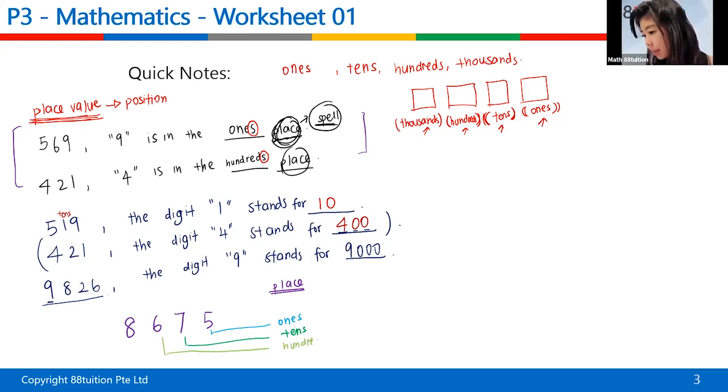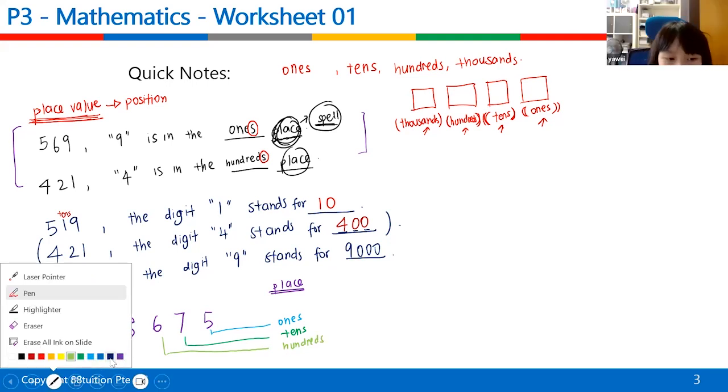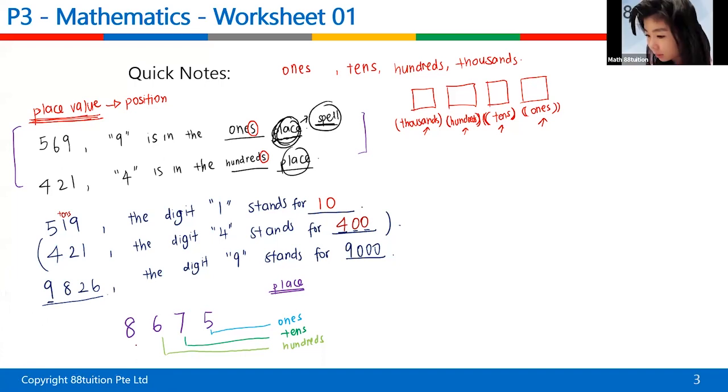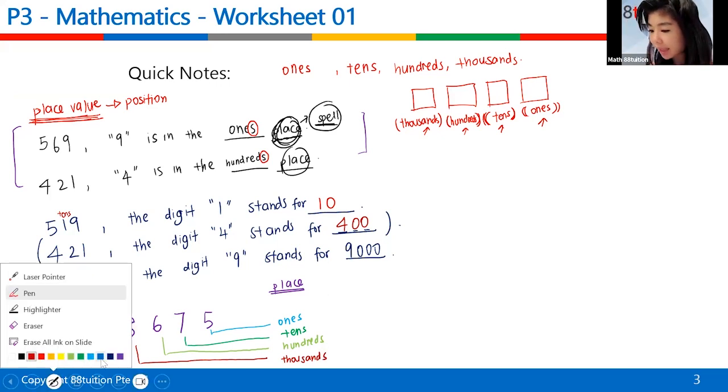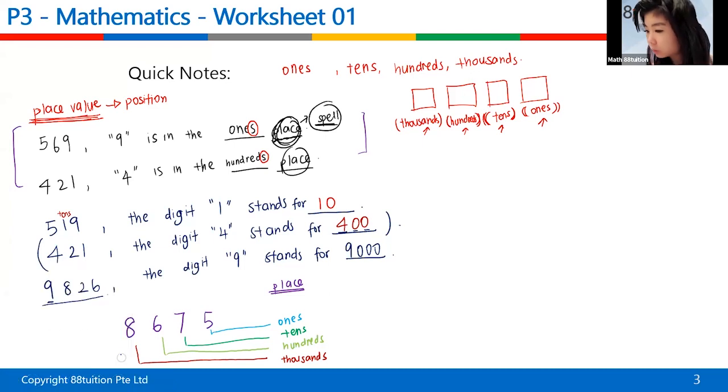Very good. Jingjie, number 8 is in the? Thousands. Fantastic. Okay, so remember for place value, I spell it out and I have the S behind. I think you all get it. Now let's try what does it stand for. Okay, we start with Jingjie. Number 5 stands for what?